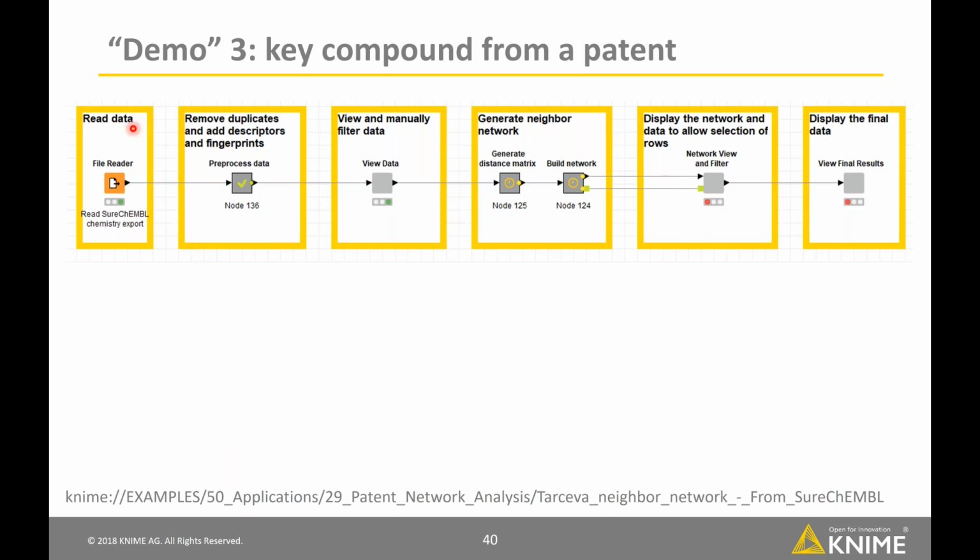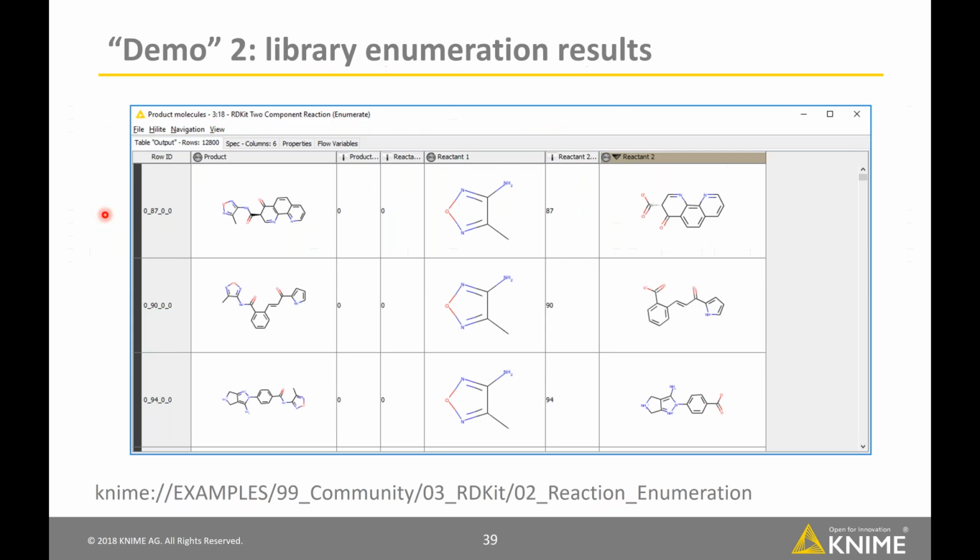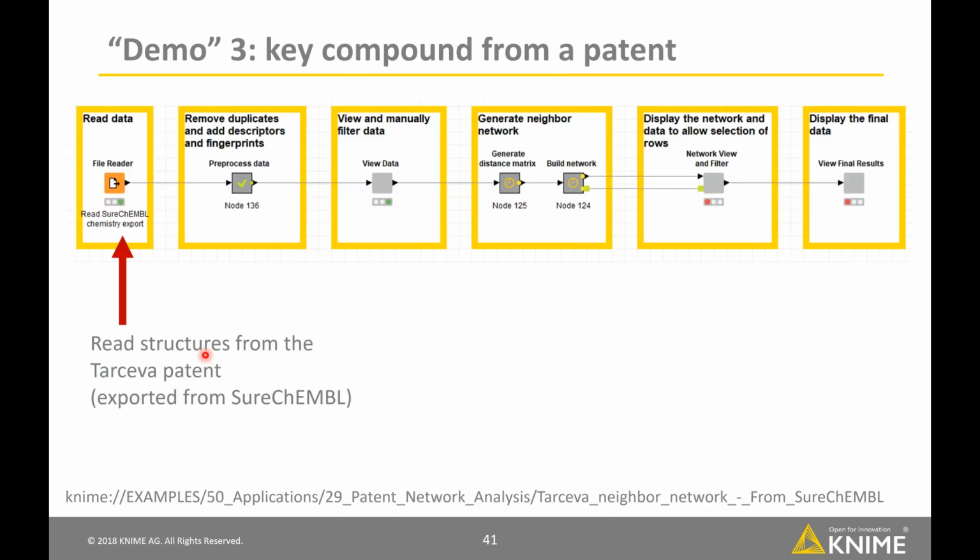What we're going to do is read in the set of structures from the patent. In this particular case, we're going to bring in the structures from the patent for Tarceva. I got this structure by finding the patent in ChEMBL and exporting the structures. This is a very easy thing to do. I just exported them as a text file. So I read that into KNIME. I'm going to remove the duplicates from that and add some descriptors and fingerprints. And then we're going to go in and start looking at the data.